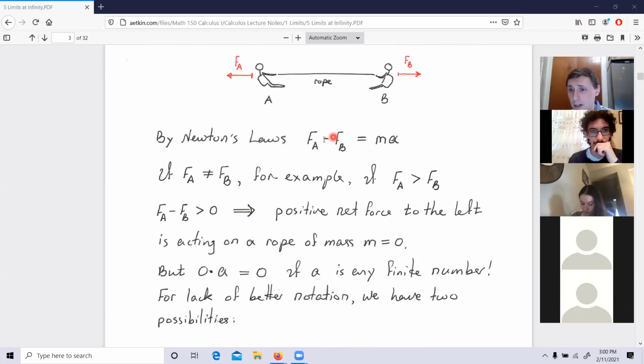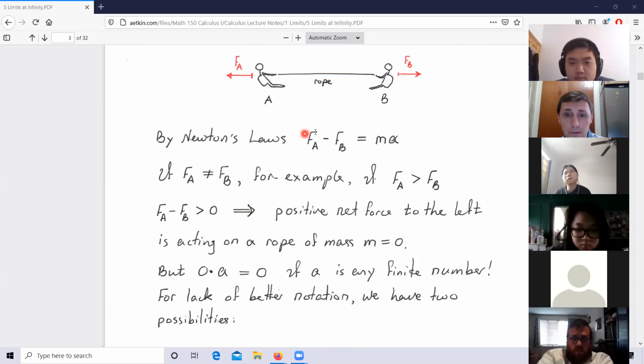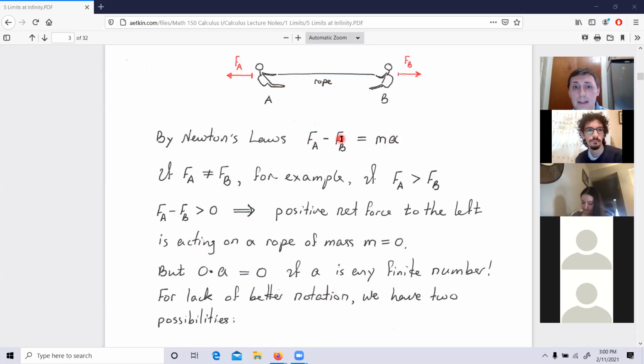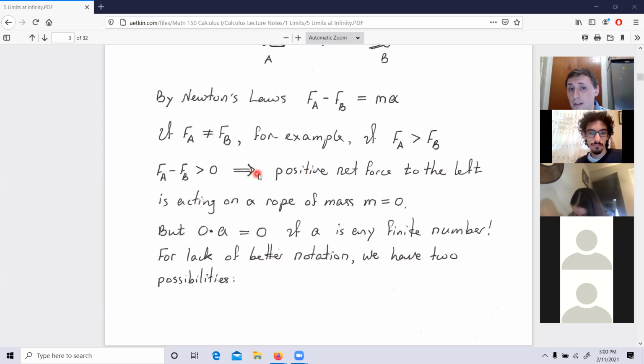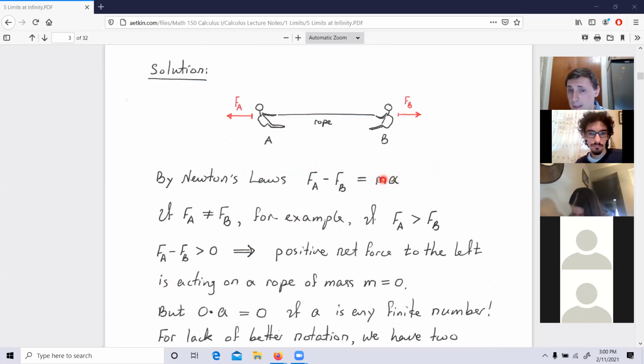So what happens, and that's very important, that's how you solve most problems in physics. You have to understand this principle: the difference of forces, Fa minus Fb, will be ma, the mass times the acceleration in this direction. Now, if the force Fa is bigger than Fb, then there is a positive net force. But since m is equal to 0, 0 times a, unless a is infinity, will be 0. So the mass is 0, and the difference of forces is mass times acceleration. Because mass is 0, this quantity has to be 0. That means that Fa has to be equal to Fb.